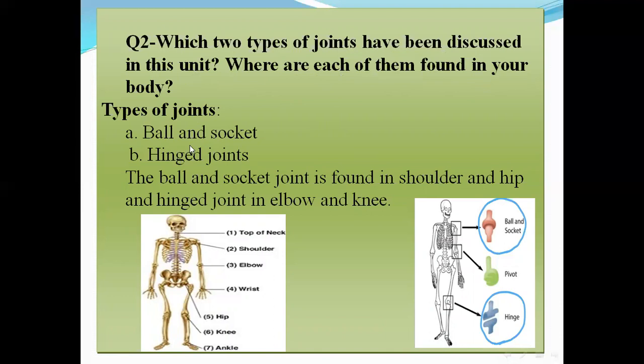Types of joint: ball and socket joint. This is the shape of ball and socket joint. And hinge joint. This is the shape of hinge joint. The ball and socket joint is found in your shoulder and hip joint. And hinge joint is found in your elbow and knee.